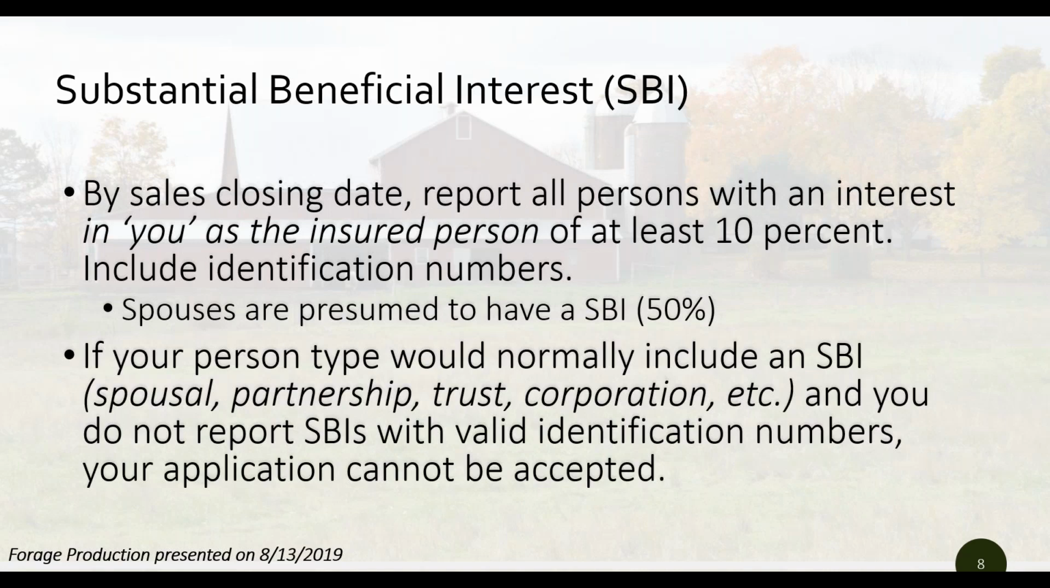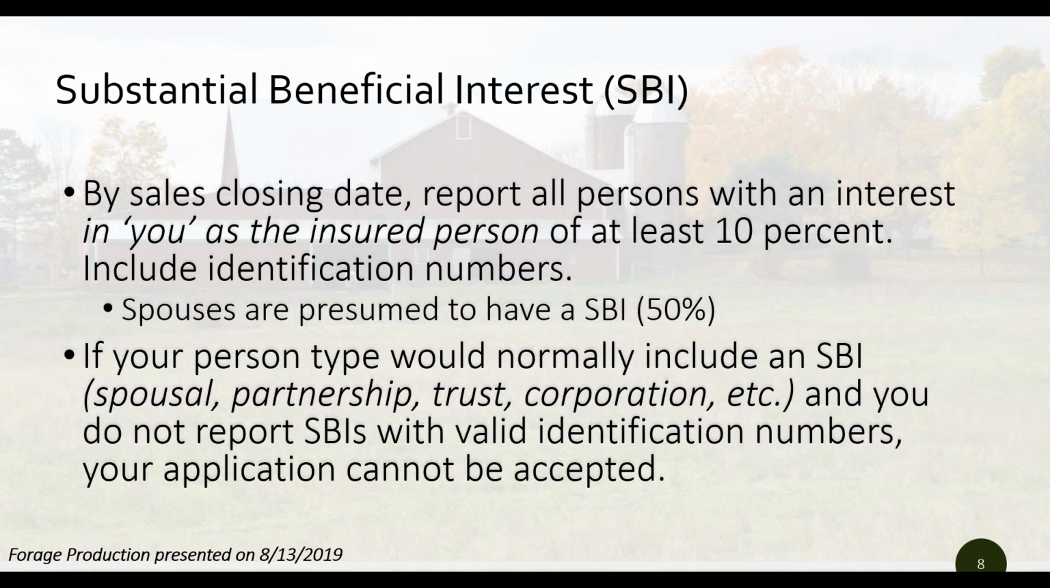Substantial beneficial interest. You want to make sure that by the sales closing date, you report all persons with an interest in you as the insured person of at least 10% and include those identification numbers. Spouses are presumed to have an SBI, substantial beneficial interest, of 50%. So if your person type would normally include an SBI, spousal, partnership, trust, corporation, etc., and you do not report the SBIs with a valid identification number, your application cannot be accepted.